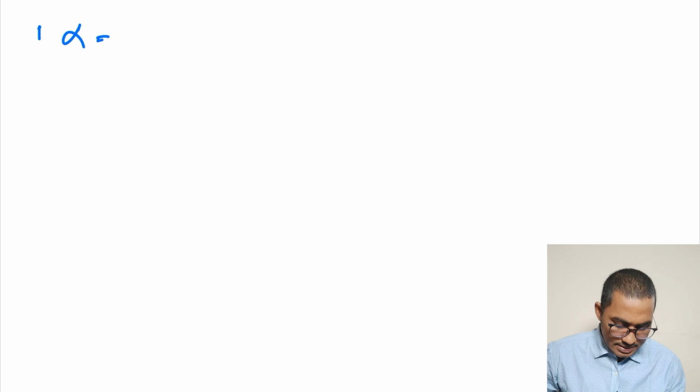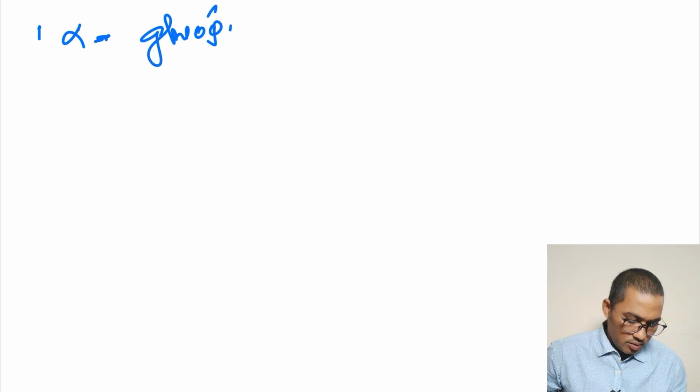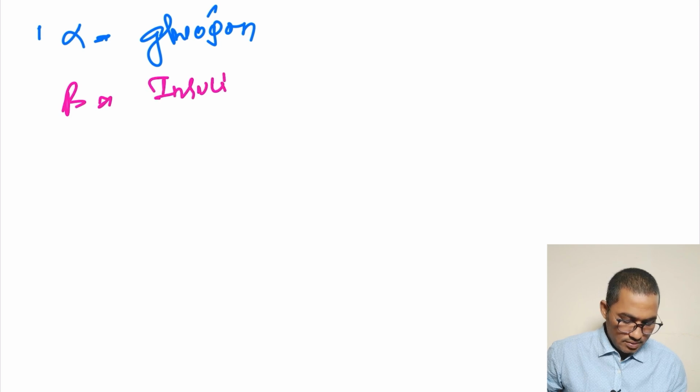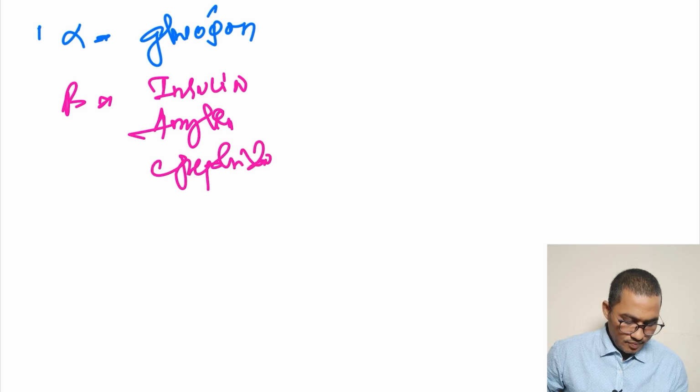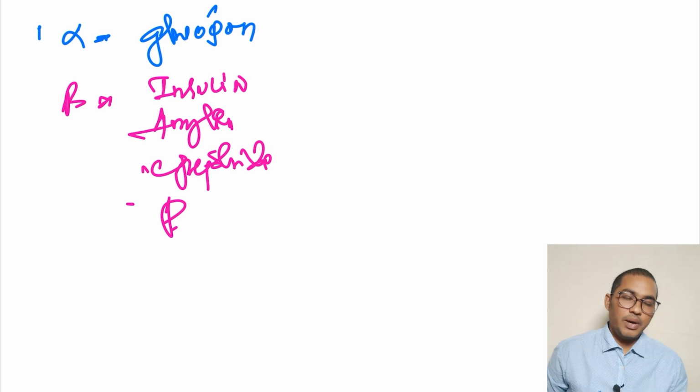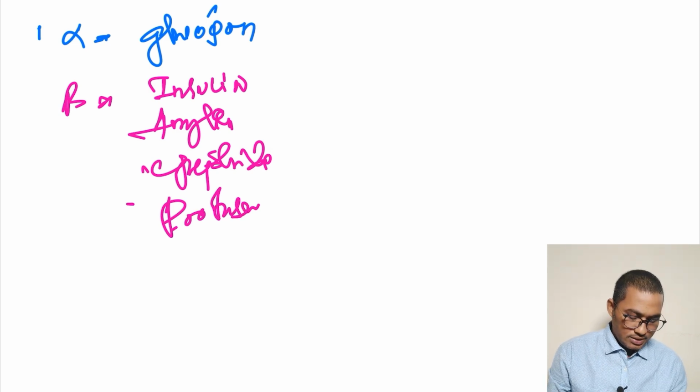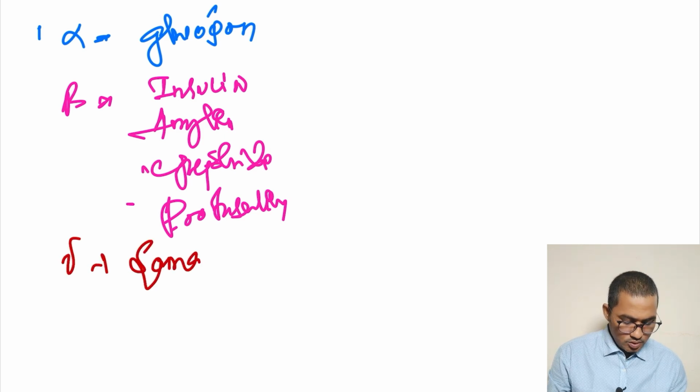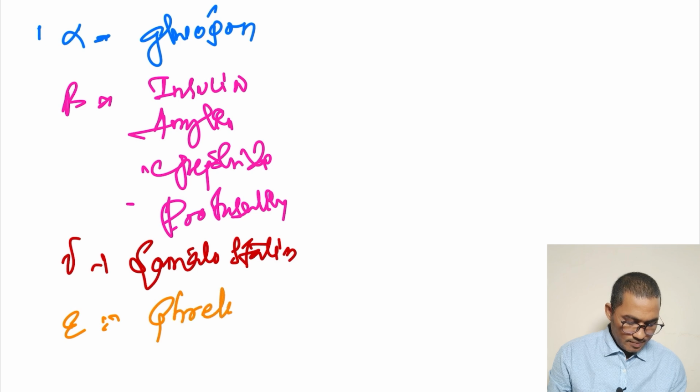Alpha cells secrete glucagon, and beta cells secrete insulin, amylin, C-peptide, and a minute portion of proinsulin. And then delta cells secrete somatostatin, and E cells secrete ghrelin, and gamma cells secrete pancreatic polypeptide.